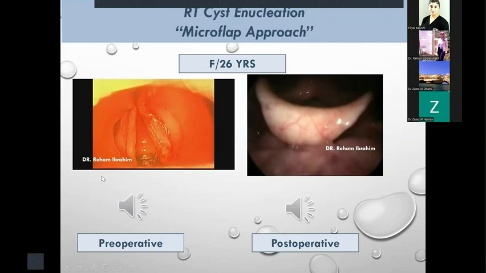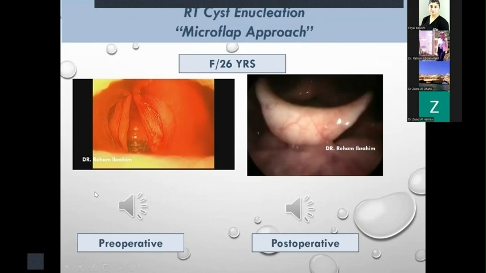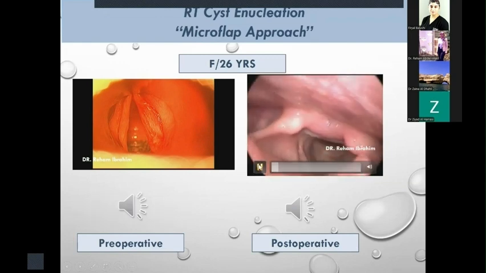And then I trimmed the excess abnormal vocal fold mucosa and straightened the vocal fold edges. So this is her video endoscopy following the procedure. This is 1 week, I believe.